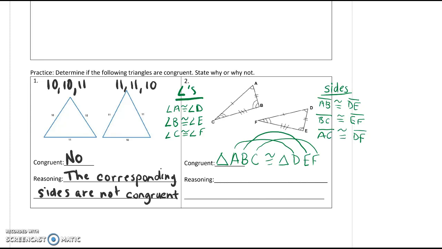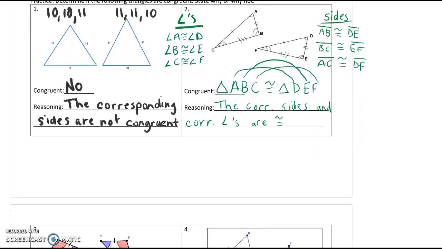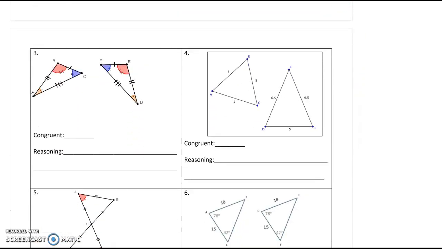Okay, reasoning. The corresponding sides and corresponding angles are congruent. Okay, great. Let's take a look at the next one.